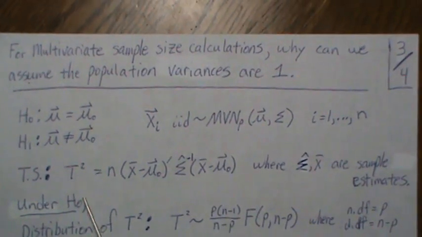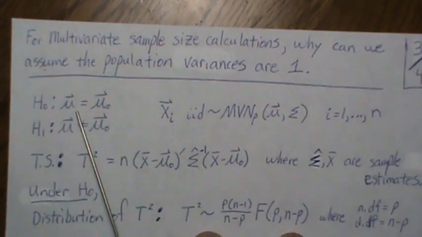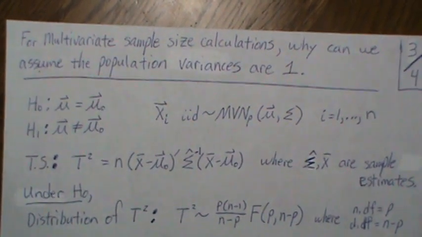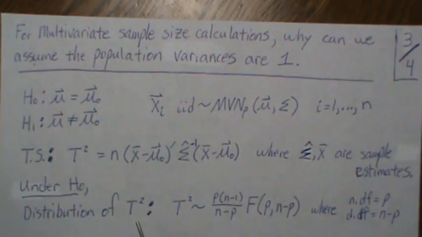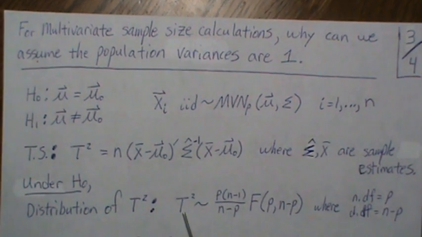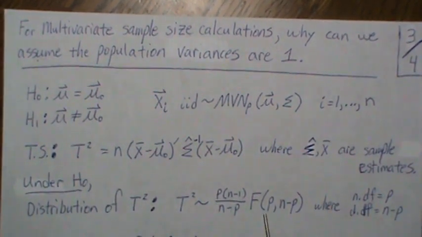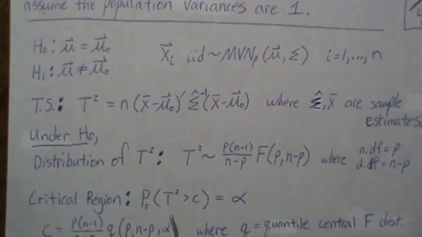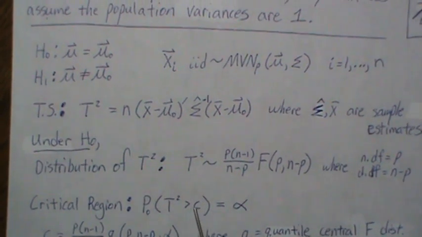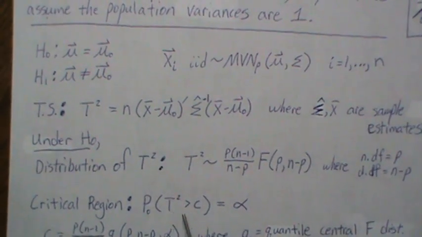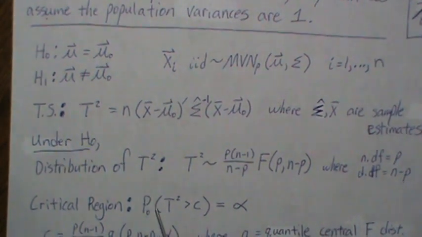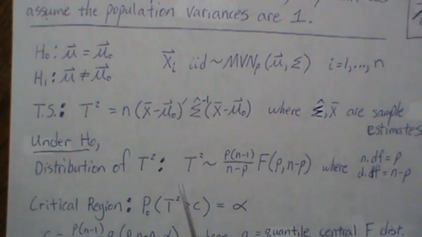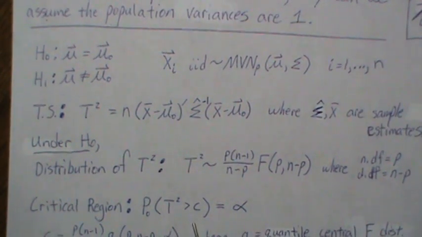And now under H naught, so when H naught is true, so the mean vector is mu naught, the distribution of our Hotelling's T-squared is this. So the T-squared, our test statistic, is distributed as a multiple of a central F distribution, with p numerator degrees of freedom and n minus p denominator degrees of freedom. For the critical region, we want to find some C such that the probability of the test statistic being greater than it is alpha, and this is again when the null hypothesis is true, which means we don't want to reject it very often when the null is true.